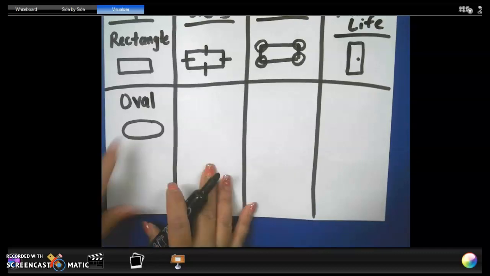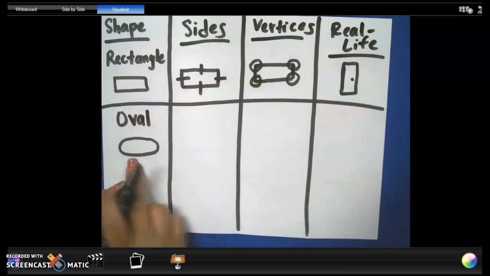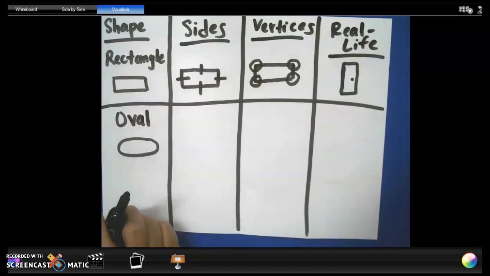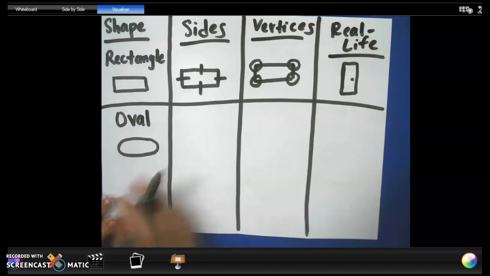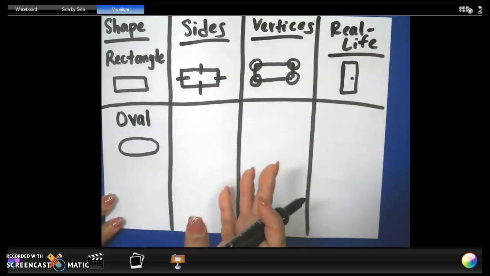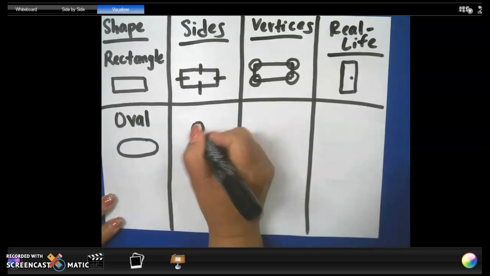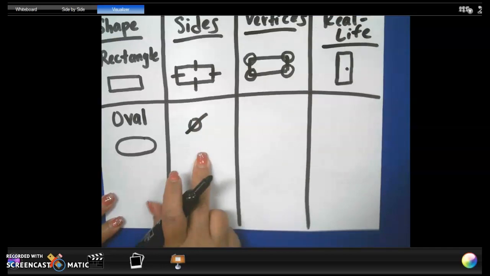So do we see any straight lines on it? So does it have any sides? No, right? It doesn't have any sides because it's circular like the circle. It's all curved. So it has 0 sides, and remember that's how I'll draw or write the number 0.